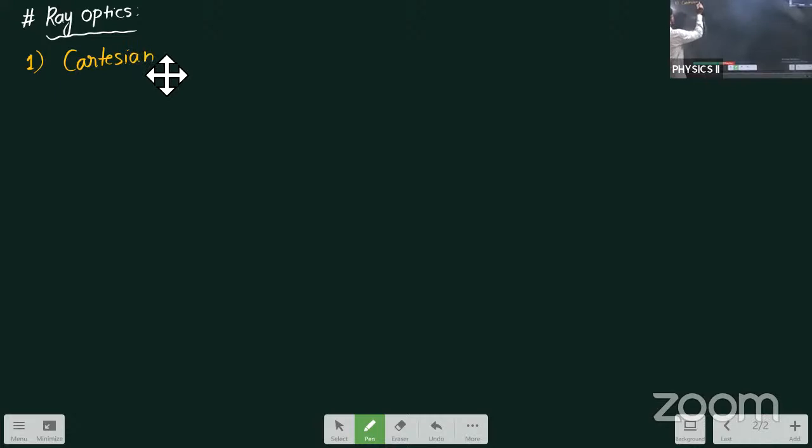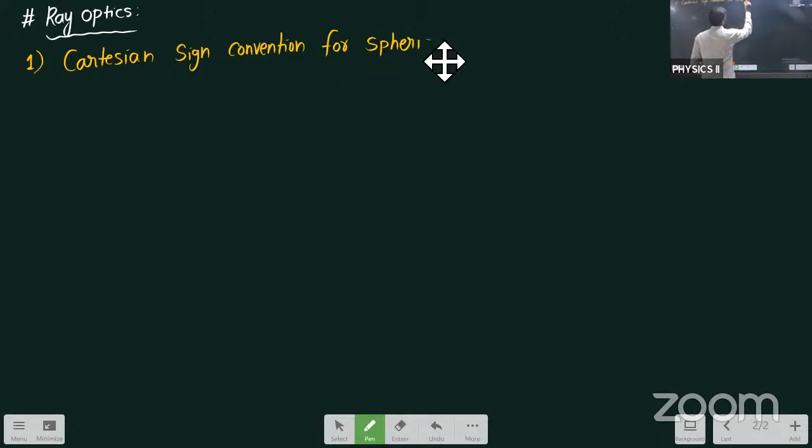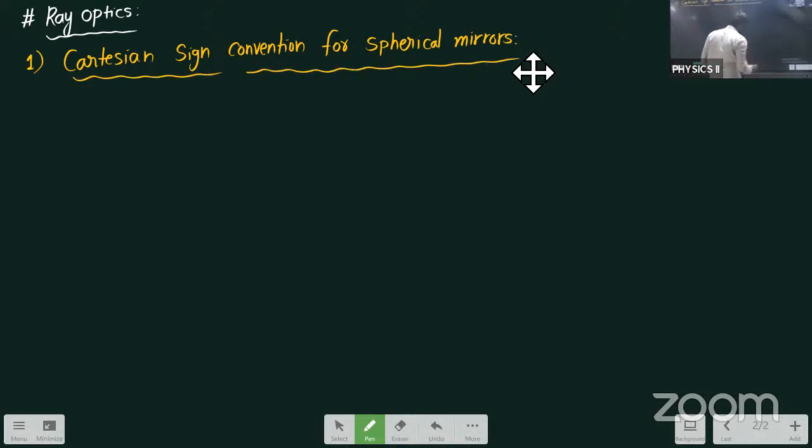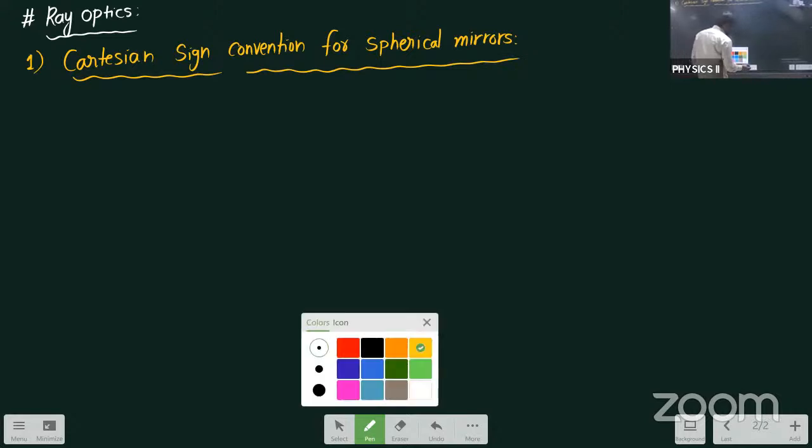Cartesian sign convention for spherical mirrors. For which type of mirrors? Spherical mirrors. Cartesian sign convention for spherical mirror. Let us consider one spherical mirror here.